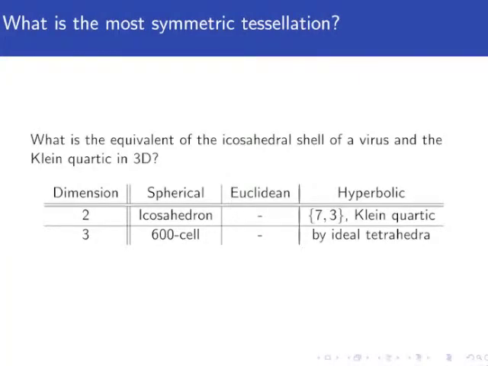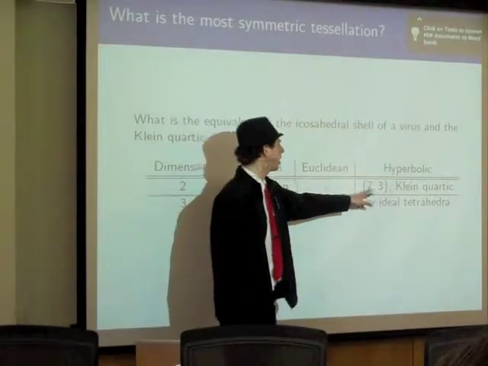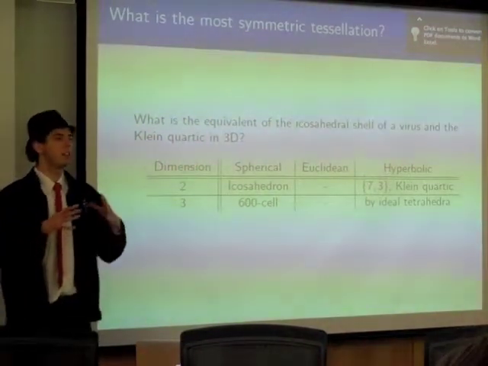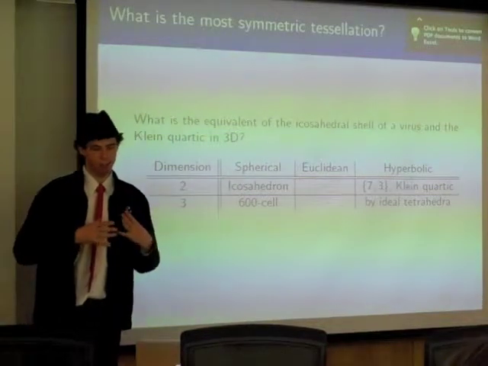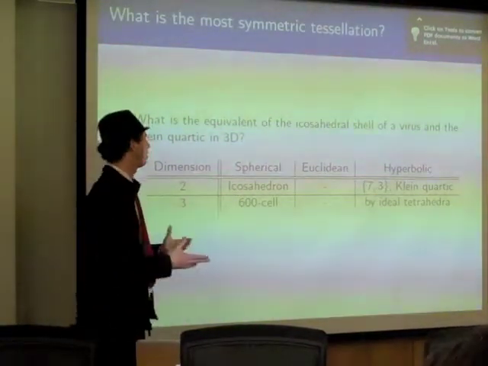I started with graph paper, then went to the Platonic solids, and I showed you the most symmetric Platonic solid, the icosahedron, and it popped out as a symmetry group of the capsid of the cytomegalovirus. And then I showed you in the hyperbolic case the 7-3 tessellation. And you could use that to build the Klein quartic, which is the sculpture outside.